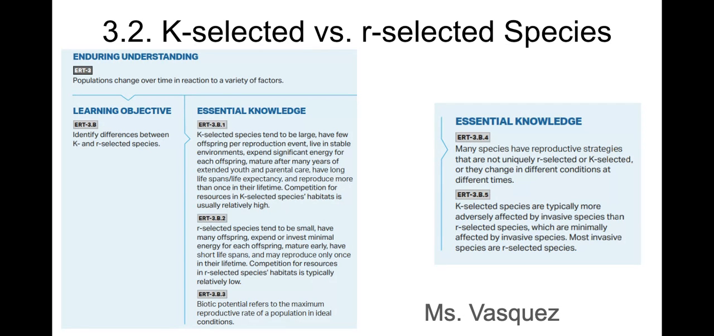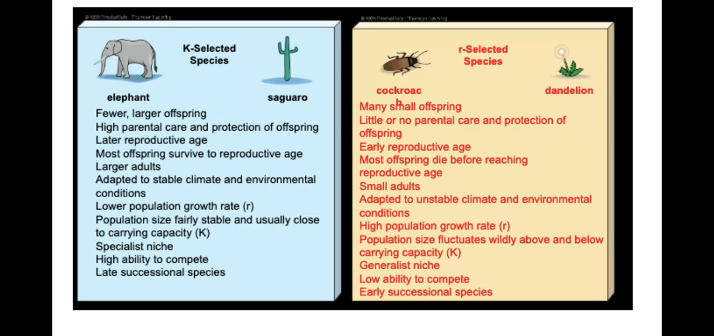Okay, 3.2, K-selected versus R-selected. So we're going to talk about these two. I'm pretty sure you already have an idea. So here we go. There is a chart that shows you their specific characteristics, and I'm not going to go over every single one, but you are welcome to pause the video and remember their main characteristics.